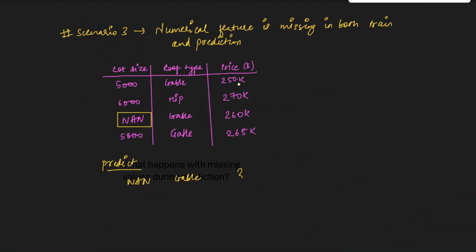Now the third scenario is when a numerical feature is missing both at training and prediction. If you look at our training data set, we have NaN in our numerical column at the time of training, and also in our prediction data set, we have NaN in this numerical column. So we know that the algorithm has encountered a NaN or a missing value at the time of training.